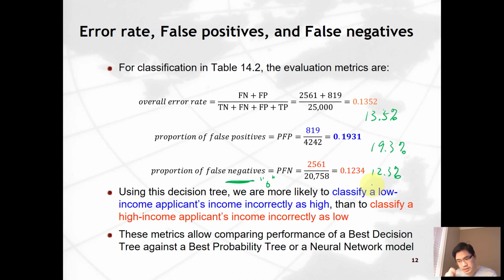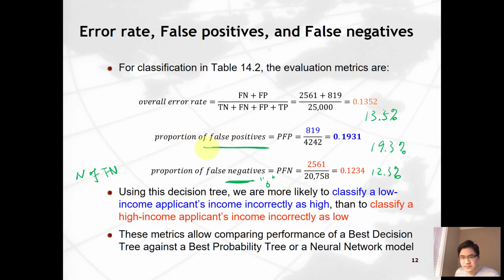So even though in an earlier table we see that the number of false negatives is quite large, it's 2,400 something, a large number as compared to the number of false positives, it's actually less likely as compared to the overall error rate. It's less likely to commit a false negative error, but it's more likely to commit a false positive error because its false positive rate is higher.